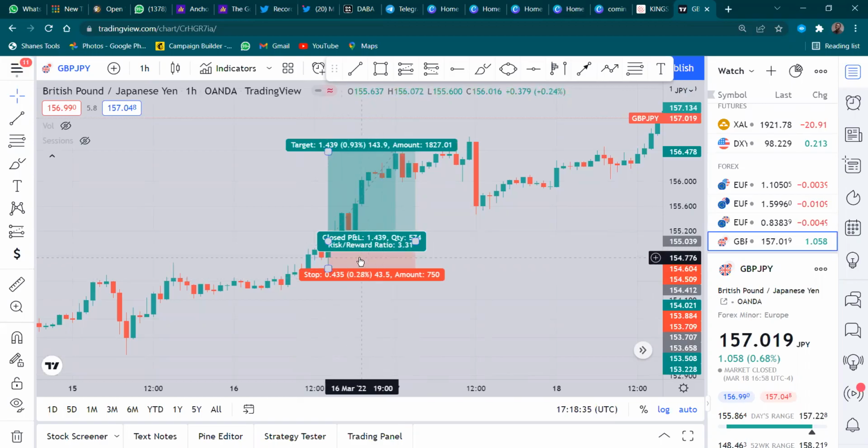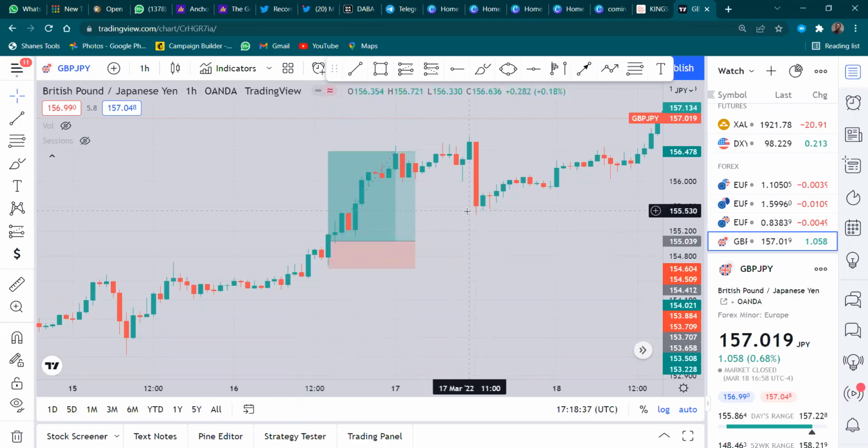Now, the break between this red and this green is the entry point. This is where you can choose to enter the trade from. Okay, you can choose to enter the trade. This is where I entered from, right? And you can also choose to enter the trade from here, right?